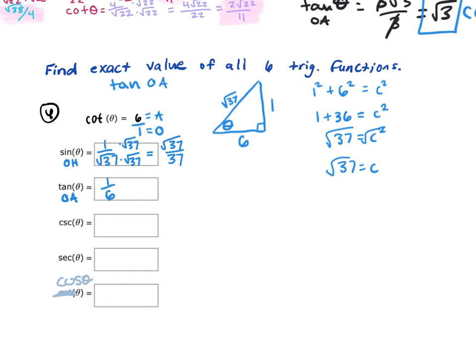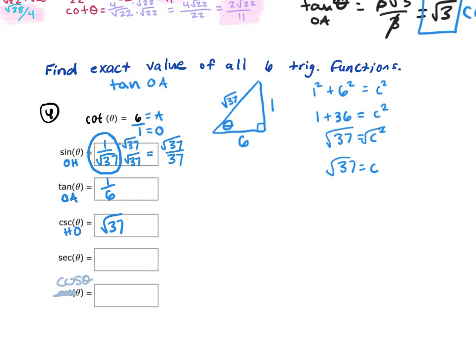Now our cosecant. 37 over square root of 37. Yeah, we could just flip this, or we could see that before we rationalized, we had this, so we just flip that one. So it would just be square root 37. Because cosecant is hypotenuse over opposite, so square root 37 over 1.